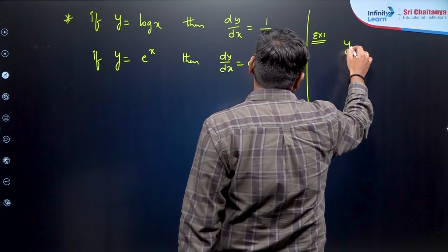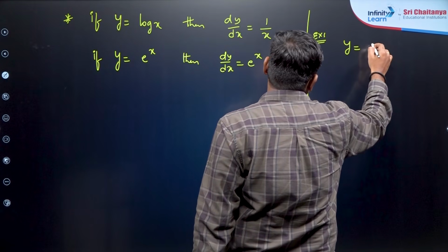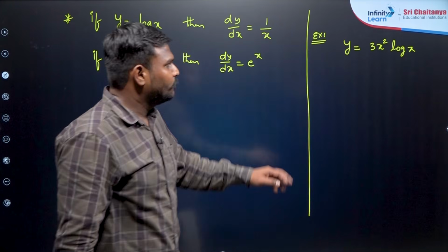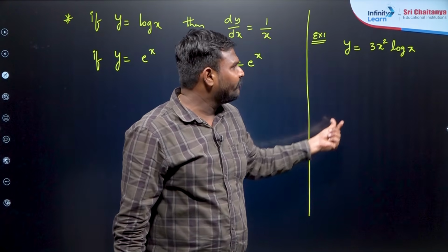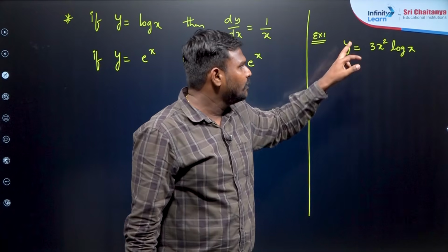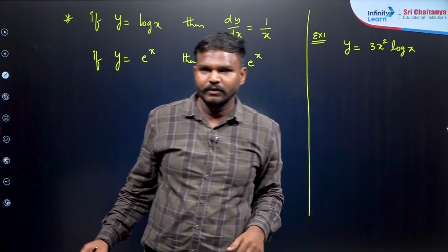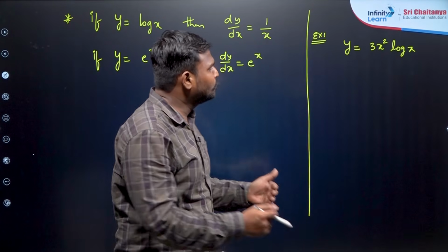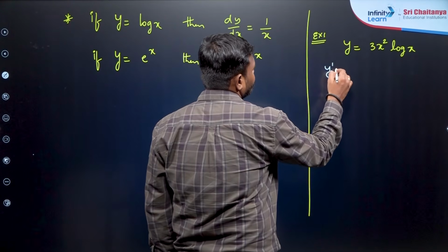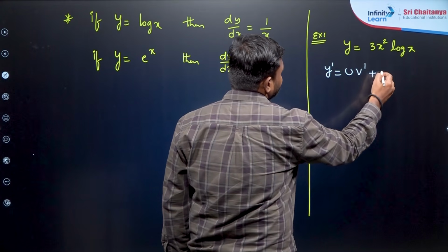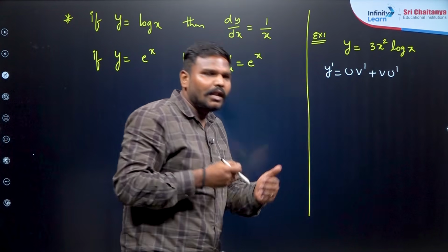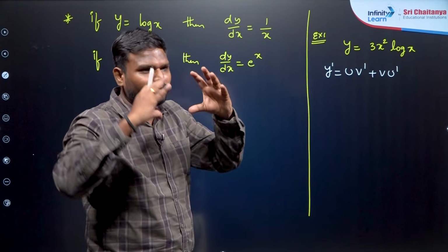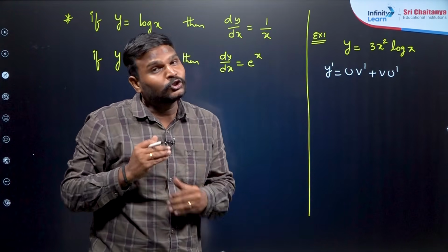Let us say they have given y is equal to 3x square into log x. So you can see 3x square is an algebraic function, log x is a logarithmic function. It is in the form of u into v. So what we can write? u v dash plus v u dash. Now as you are learning differentiation, we need to take the number of steps we are taking, we have to reduce slowly.